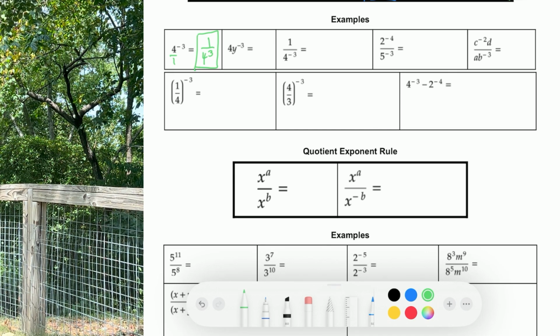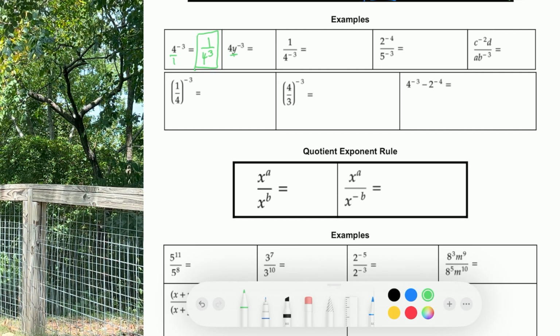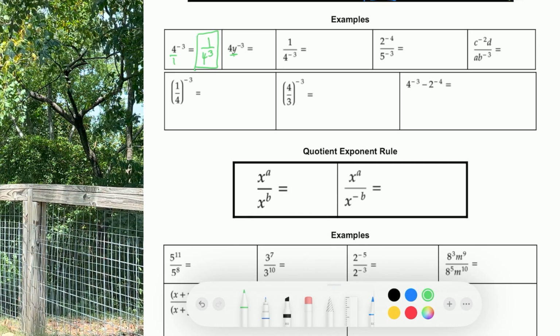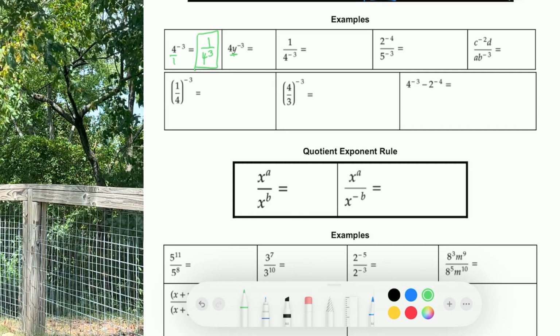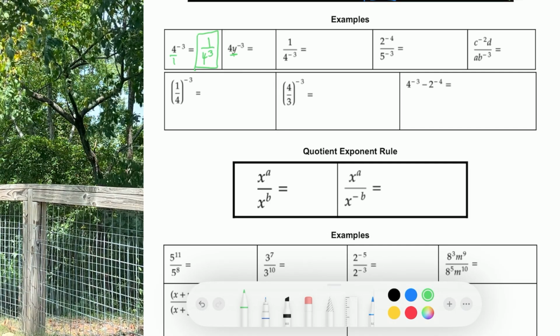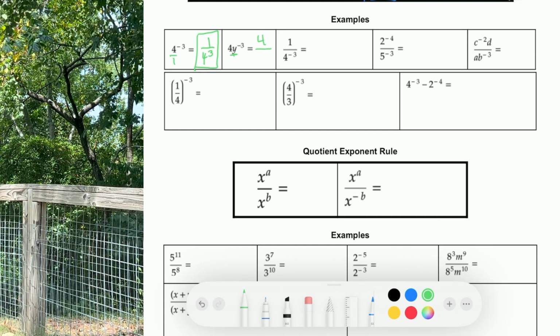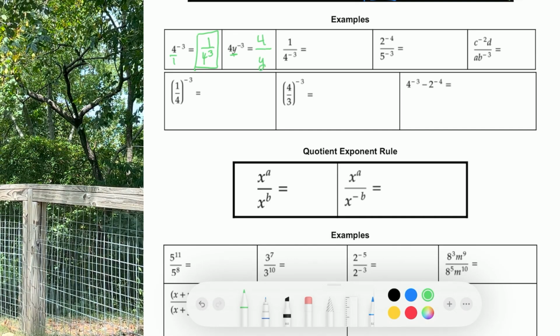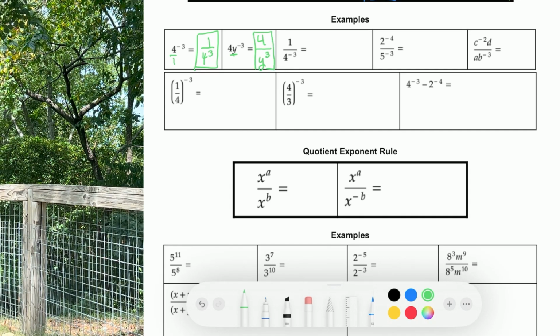All right, so let's look at the next one. 4y to the power of negative 3. The only thing attached to that negative power is the base of y. So that is the only thing that will move. My 4 is not going to move. It's not attached to it. It's separate. So I'm going to leave my 4 in the numerator. My y to the negative 3 is going to come down to the denominator and become a y to the positive 3. And then we're done. So again, only move what is attached to that exponent.